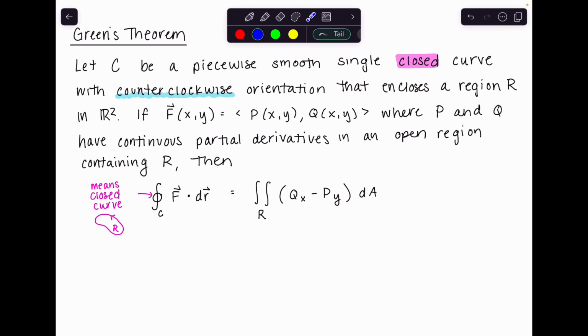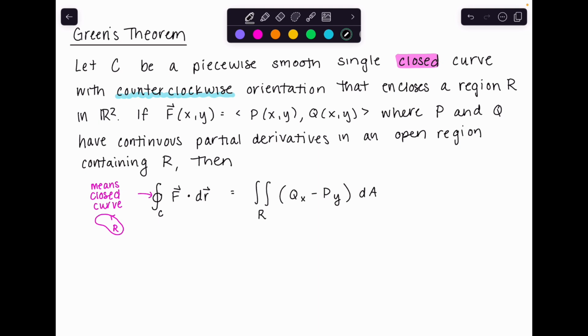Again, you can look up a proof online. It is quite intensive, so it will take you a bit of time, but you can also think of it as vector flow. The tendency of the fluid to move around that path in this closed curve is also related to the tendency of it to rotate inside this region, okay?